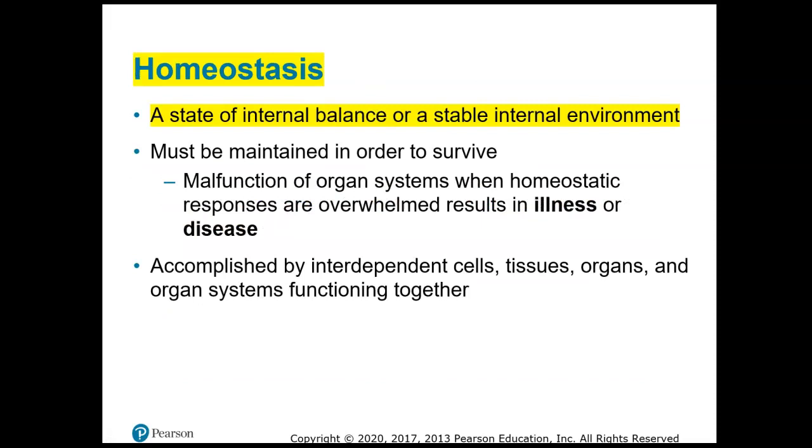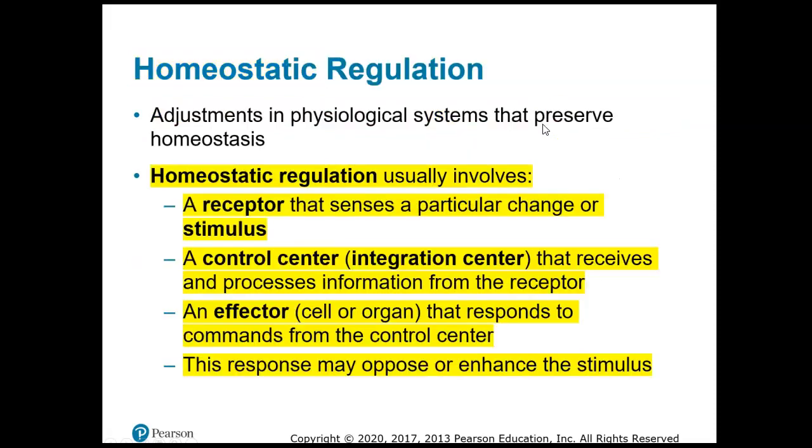Okay, and so now we're going to talk a little bit about homeostasis. The 11 body systems are designed to help maintain homeostasis, which is a state of internal balance or a stable internal environment. So homeostasis is maintained by homeostatic regulation. It usually involves a receptor that senses a particular change or stimulus, such as the change in your body temperature or the change in your blood glucose or blood sugar levels.